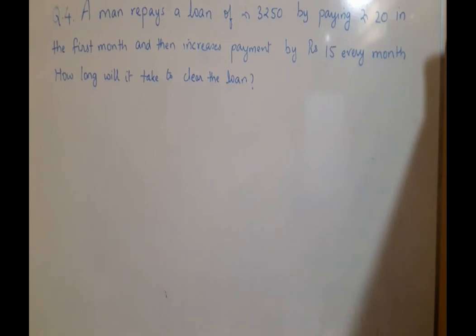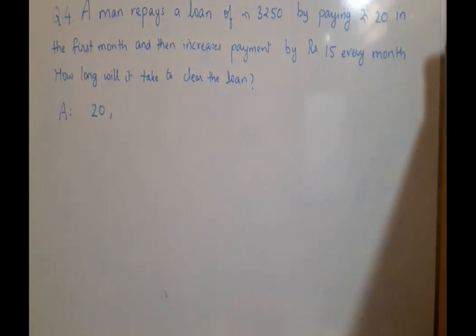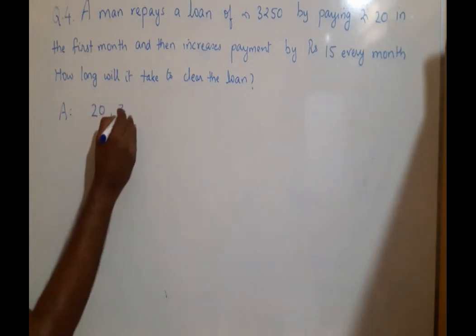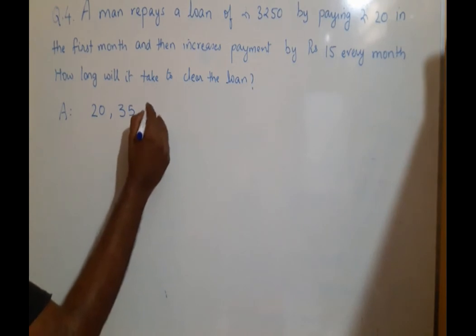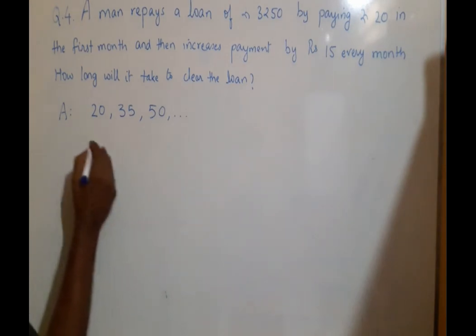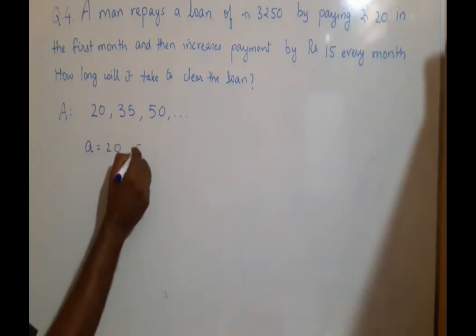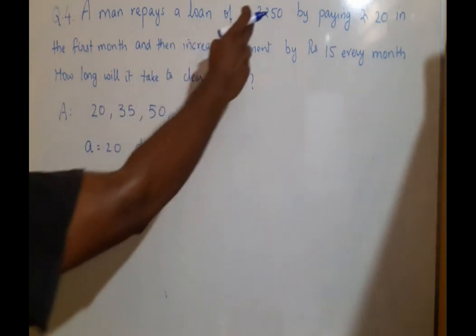Okay, the fourth sum is, a man repays a loan of rupees 3250 by paying rupees 20 in the first month and then increases payment by rupees 15 every month. So what is he doing? He is paying rupees 20 in the first month, increasing by 15. So he pays 35 rupees in the next month, again increasing by 15, pays 50 in the third month, and so on. So from here we can see that a is equal to 20 and d is equal to 15. Now the total rupees he has to pay is 3250.